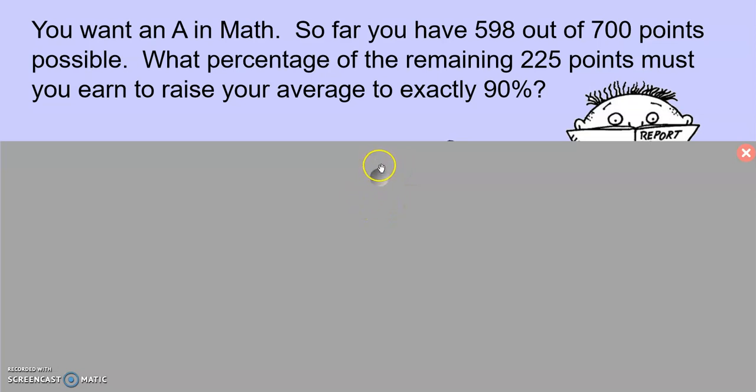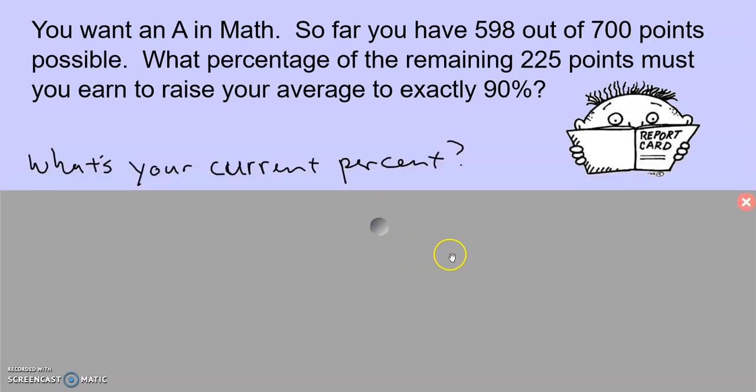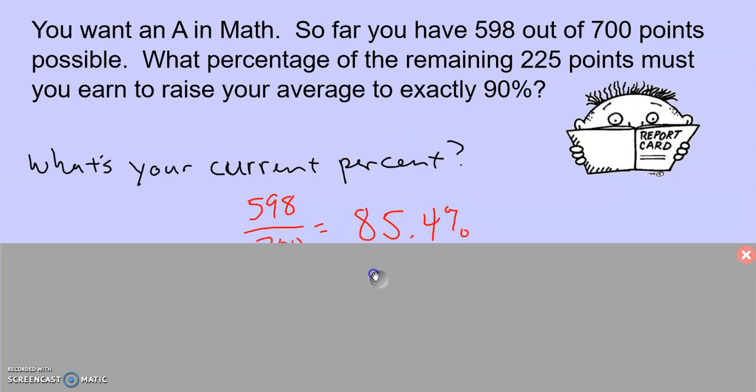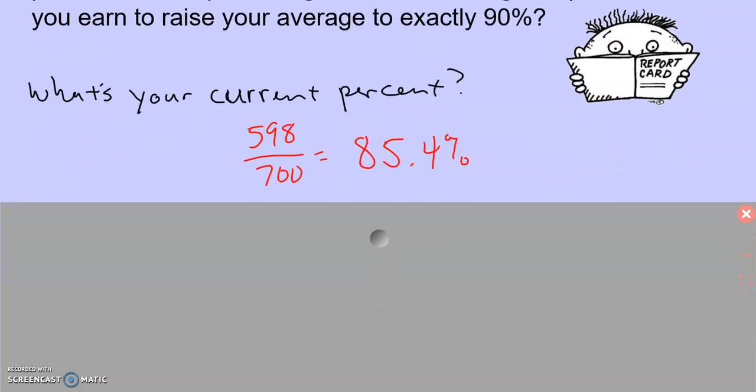Hey, welcome back. Let's take a look at what you did. Here are the steps I did. You might have slightly different steps, so let's see how yours compares to mine. My first question is, what's your current percent? Like, what's your grade currently at? To answer that question, I did 598 divided by 700 to get an 85.4. So maybe 90% is not unreasonable because I'm at a B right now.